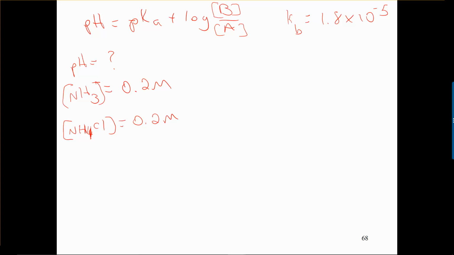Take the Kw and divide it by the Kb, and that'll give you your Ka. Or to find the Kb, you would take the Kw divided by the Ka. One times 10 to the negative 14 is the Kw. The base would be the NH3, and the acid the NH4. The one with more hydrogens is the acid.